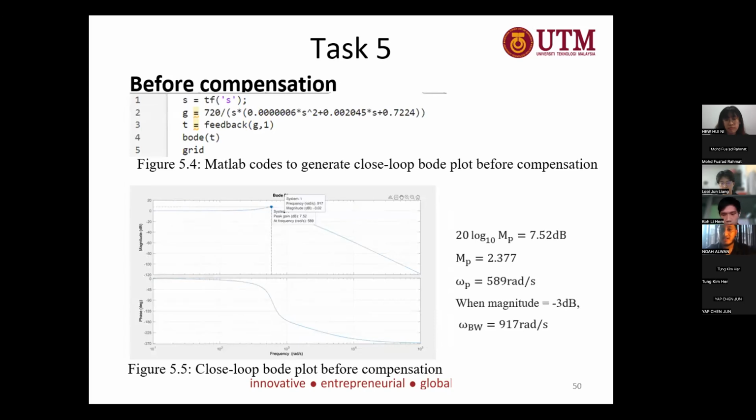Here we also see the closed loop Bode plot before compensation. We plotted the code and the transfer function to get the phase margin. We got 22.377 and frequency 589. When the magnitude is equal to -3 dB, the bandwidth frequency will be 917.